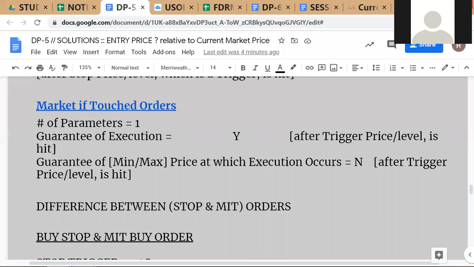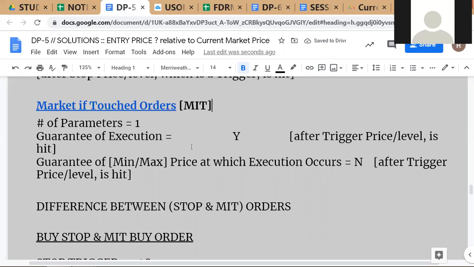Now, what is the market if touched order? So MIT order. We will briefly refer to it as MIT. We call it a MIT order.